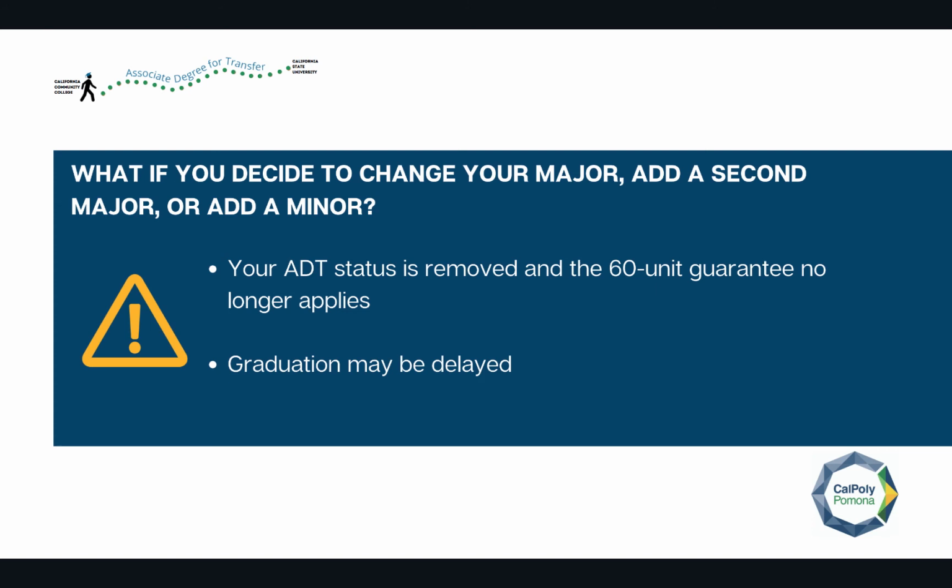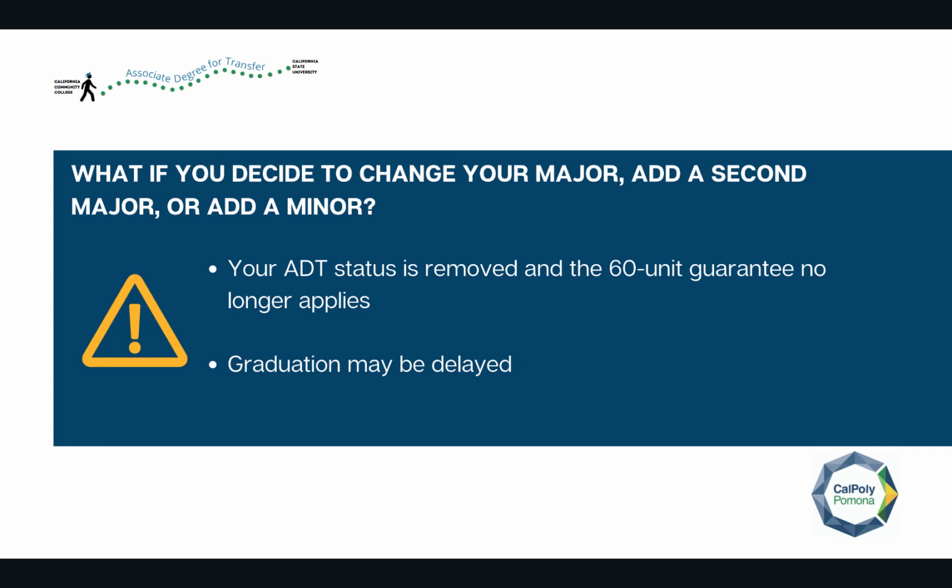And I think this question came up, so this is the page that's covering that. What if you decide to change your major, add a second major, or add a minor? Your ADT status is removed and the 60-unit guarantee no longer applies. And if you do this, graduation may be delayed.